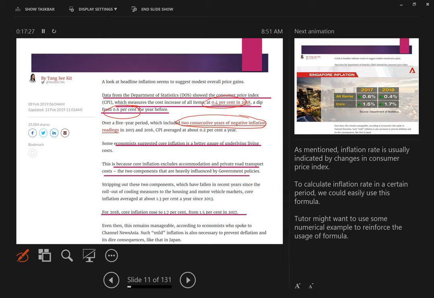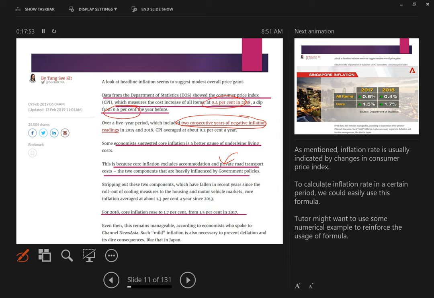Why is that so? It's because core inflation actually excludes your accommodation and your private road transport costs. Because at least in Singapore's context, these two components are heavily influenced by government policies. So what are some government policies that will affect your accommodation and your private road transport costs? Policies for private road transport, your COE.